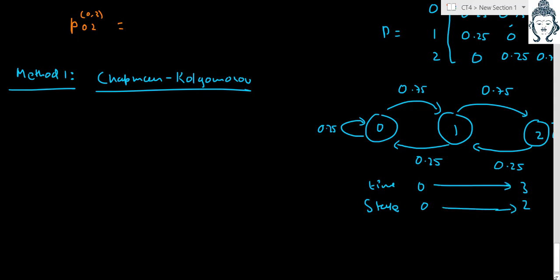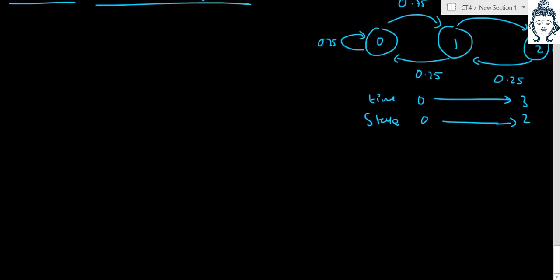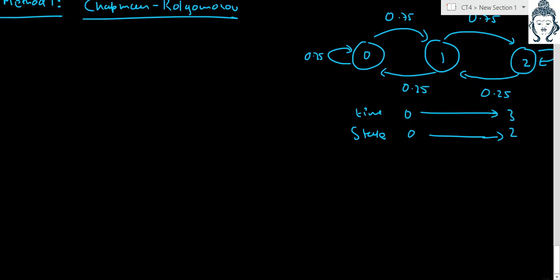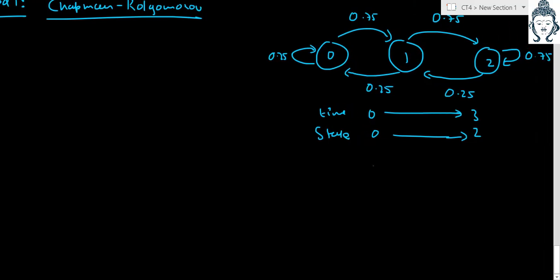So how can this happen? Let's write all the possibilities for this. Looking at the transition diagram, let's try to see all the possibilities. I can get from state 0 to state 2 between time 0 and 3, which is already given. Now, what will be the intermediate times? The intermediate times would be time 1 and time 2, because the transition is only possible at discrete points of time, at the end of each year. So time 1 and time 2.